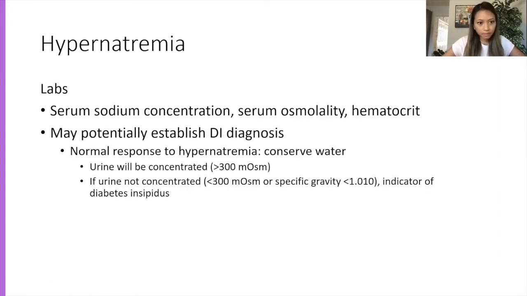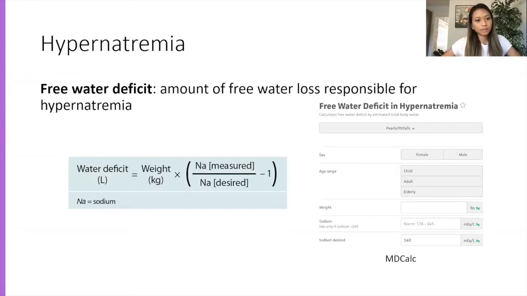So for the labs, basically the same: the sodium, osmolality, the hematocrit. This could also potentially establish the diagnosis of diabetes insipidus. So the normal response to hypernatremia is to conserve water, so the urine should be concentrated. If the urine is not concentrated, then that indicates diabetes insipidus because they're excreting free water when they should be holding on to it. Next.